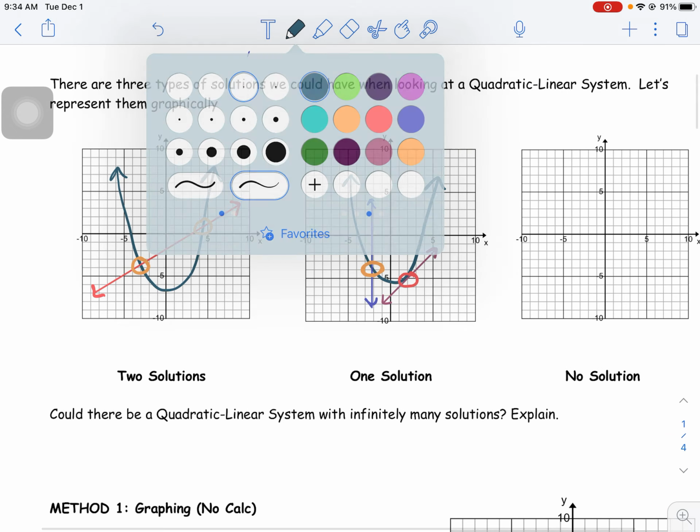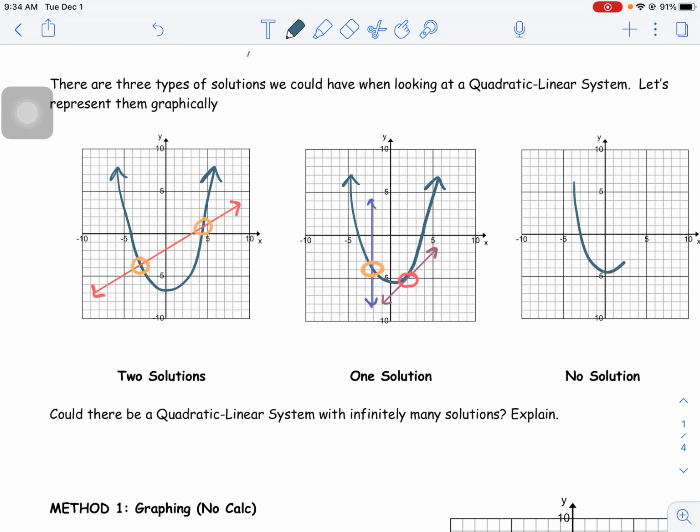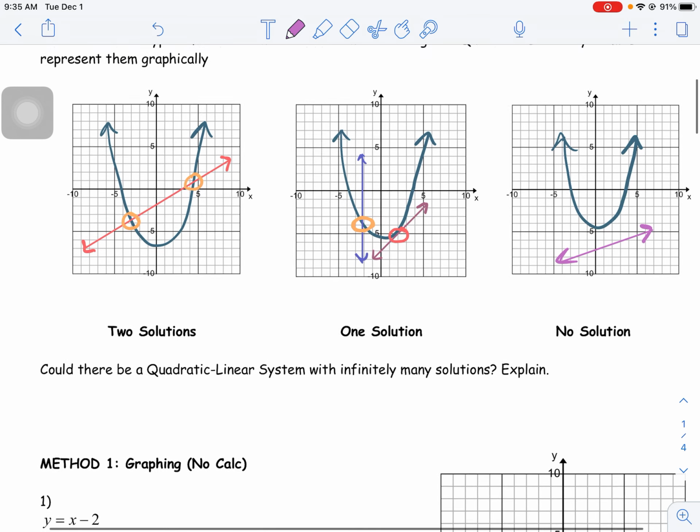And then how could we get no solution? Well, this one is if our quadratic is opening in a specific direction, and then our linear graph is just somewhere beneath it, right? It's never going to cross it. It's just beneath the quadratic graph.